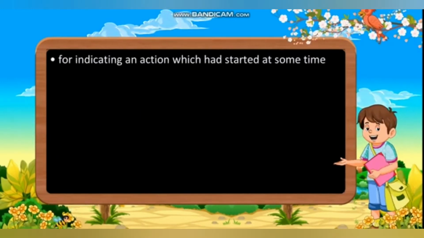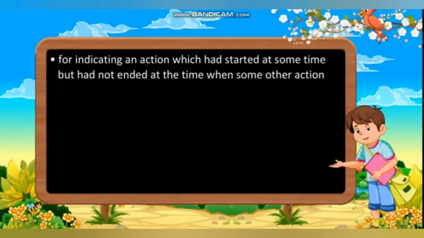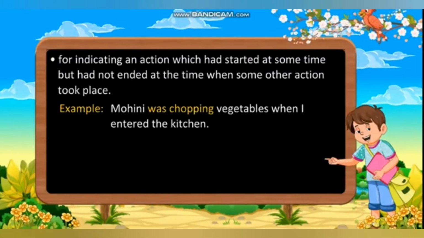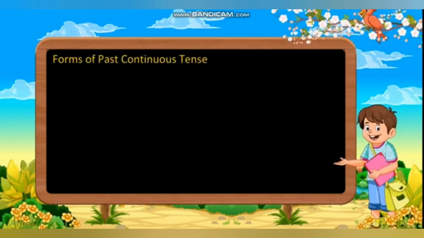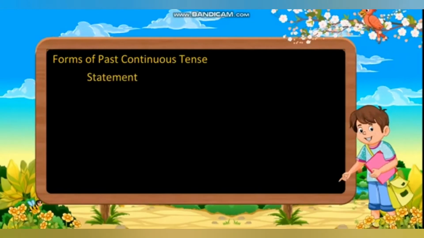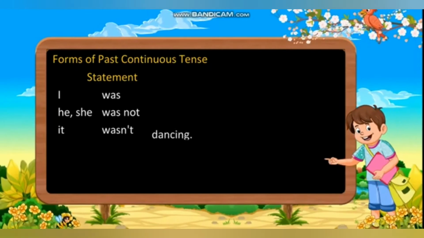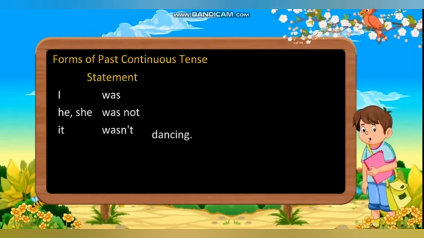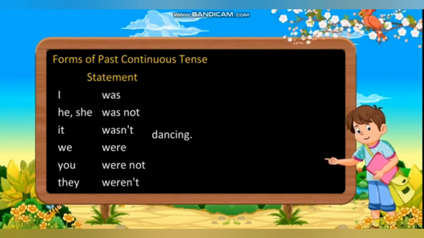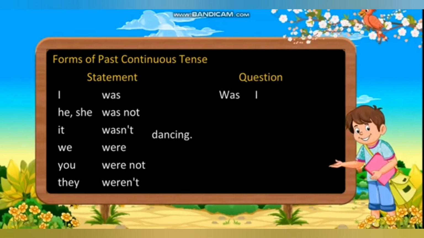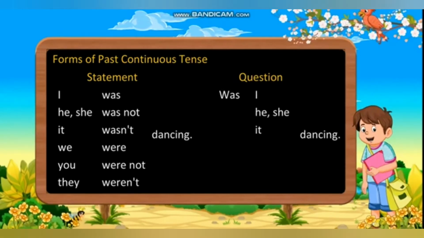For indicating an action which had started at some time but had not ended at the time when some other action took place. Example, Mohini was chopping vegetables when I entered the kitchen. Forms of past continuous tense statements, pronouns, helping verbs was and were. Was is for I, he, she, it, and were is for you, we, they. While framing questions, put the helping verb first and then pronouns and the ing form of verb.